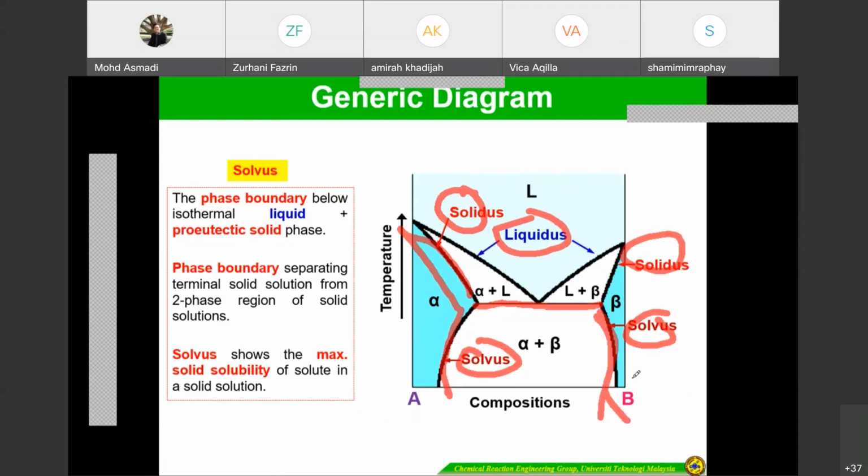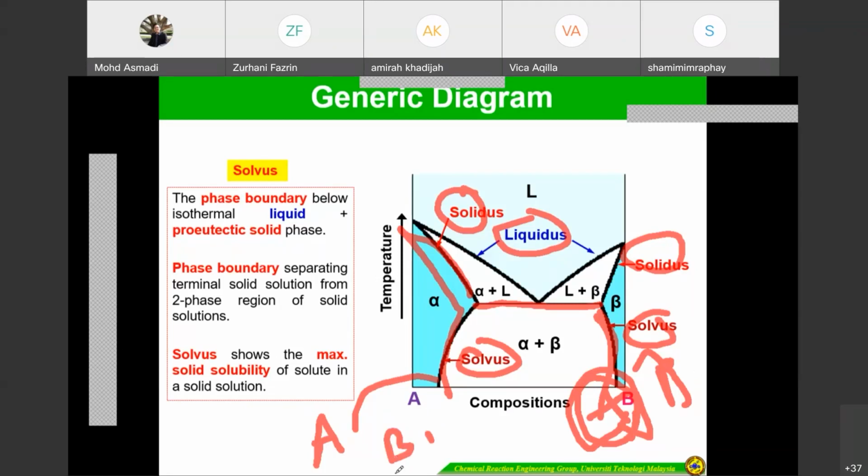If you look at this, A is a solute here, and B is the host. We cannot say solvent, we can say host. This is the solubility of A as a solute in B. But for this one, A is the host and B is the solute, meaning B is dissolved in A. So there is B in A. It is just the maximum solid solubility because it is not 100%.